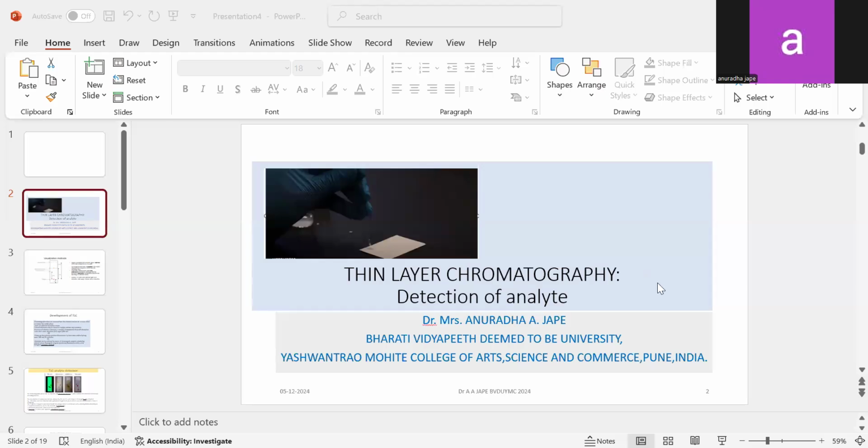Hello, thin layer chromatography. This topic we have been talking about for the last four lectures. We have talked about the principle of thin layer chromatography, and the components of the thin layer chromatography system: the stationary phase, the support, and the mobile phase. What is the stationary phase? How to prepare it? How to select it?